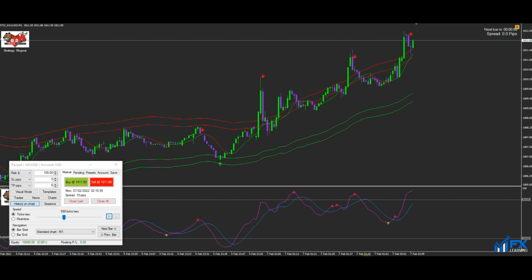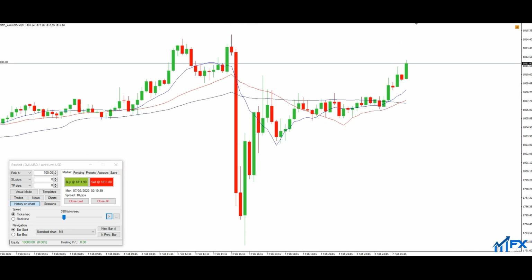But let's have a look at the 15 minute charts. Let's see what the 15 minute chart is saying. Okay, so the 15 minute chart is telling me it's an uptrend. We've started to cross over. So these trades are against the trend, so they're not trades that I would be looking to take.